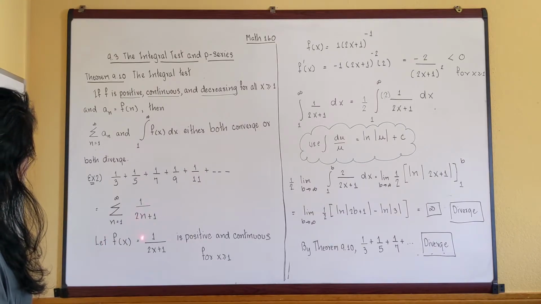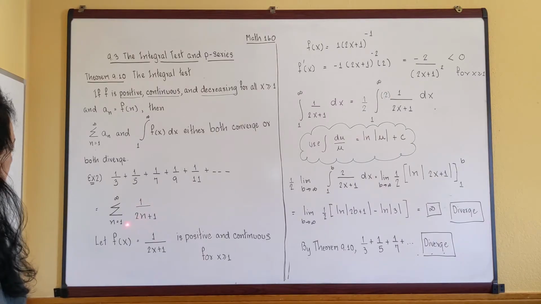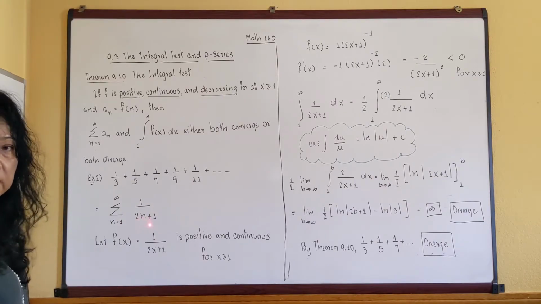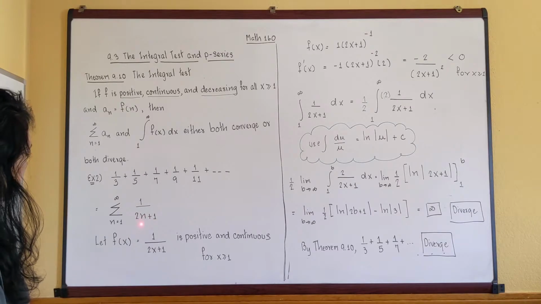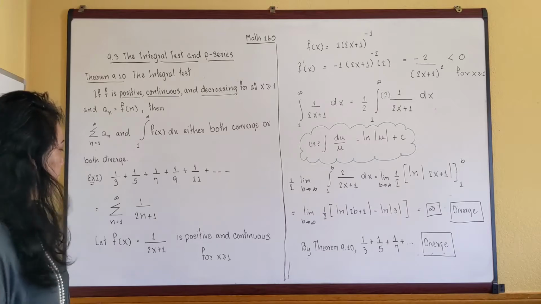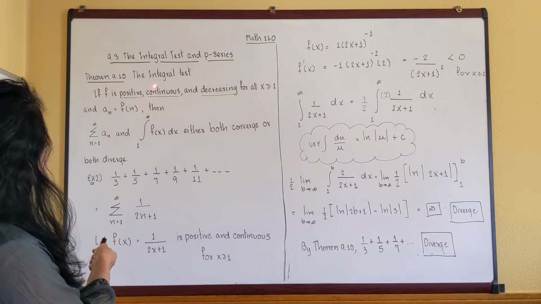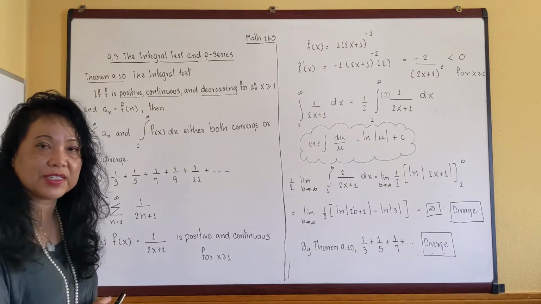And I set this equal to f of x. Alright? As you can see, it's positive, because n starts from 1. You're going to have positive. And it's continuous. We don't have a 0 on the denominator. Now we have to check for decreasing. It's positive, it's continuous. We have to check for decreasing.